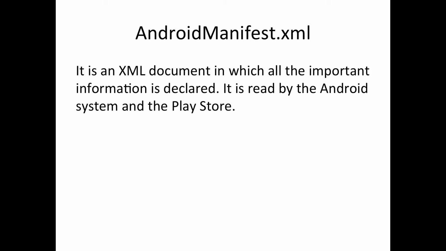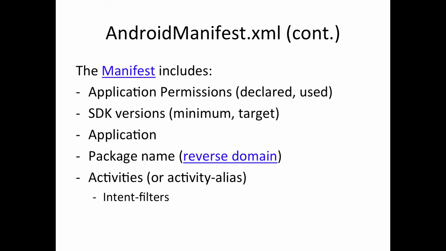So the Android manifest, it's an XML document in which all the important information is declared. It's read by the Android system and the Play Store. So as I said, this is where you define metadata about your app, permissions you declare, permissions you use, all of that kind of stuff. The manifest includes the application permissions declared and used. Used permissions are things like it can detect your battery level, it can use the internet, it can change your contacts, it can make calls, it can use your camera, that kind of stuff that you see in the Play Store. Declared, some apps it's pretty rare, but some apps will actually define their own permissions that other apps can use.